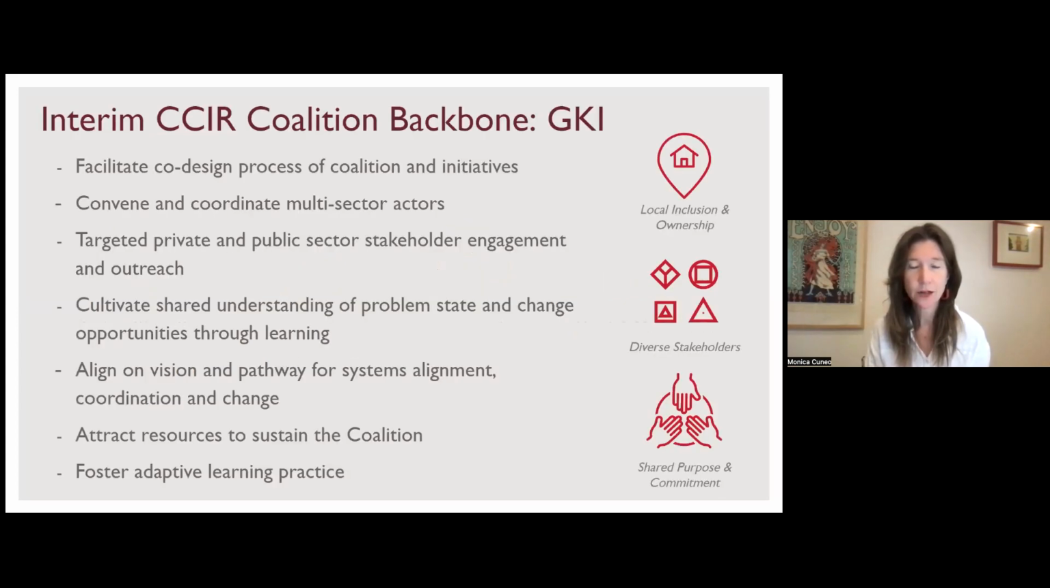In the interim, while we're getting the coalition formed and launched, GKI will continue to play the role of an interim backbone. What this essentially means is that we are the convener, facilitator, and coordinator in partnership with local leaders in the region. We'll be doing targeted private and public sector stakeholder engagement and outreach, and really help to activate all of those elements within the mission. Next slide.